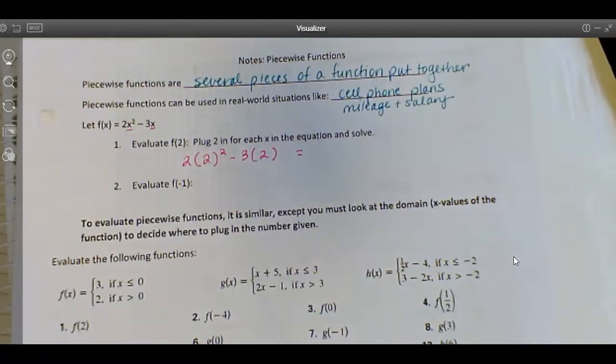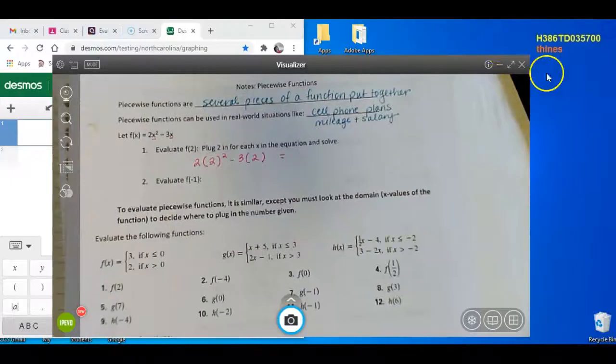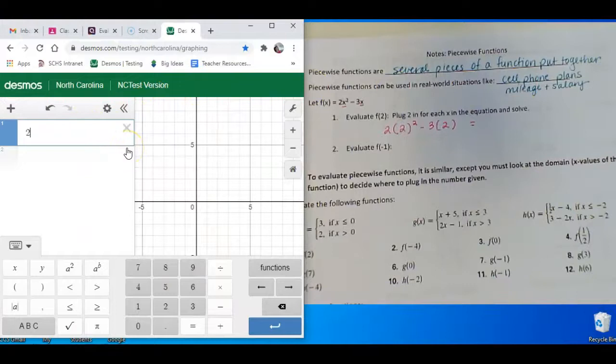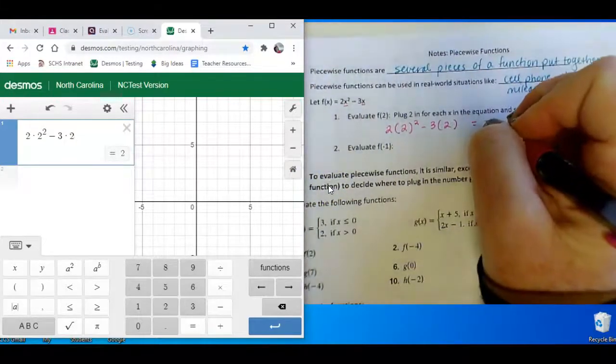Now, you can put that in Desmos, or you can put it just in your normal calculator in your phone, whichever way you want to. Or if you just work it out and you know your operations pretty well, then you can do it that way. But 2 times 2 squared minus 3 times 2 is 2.